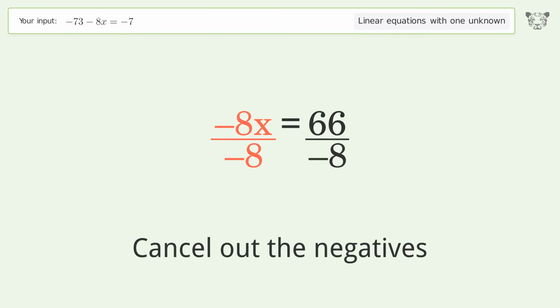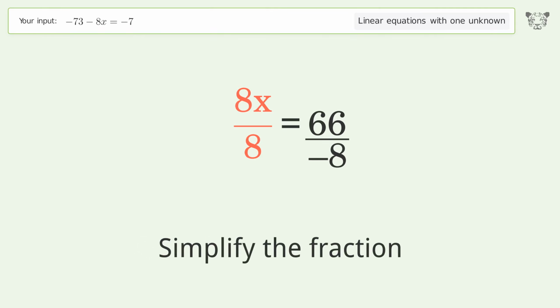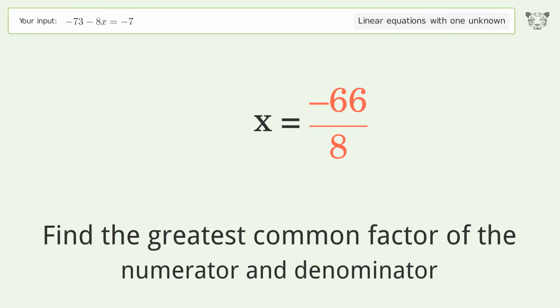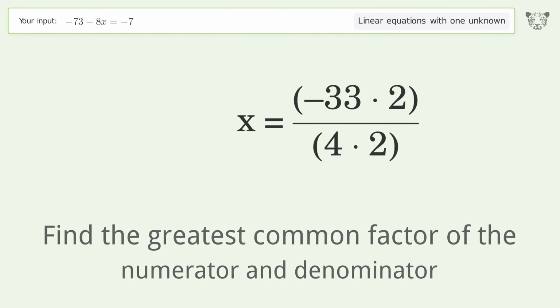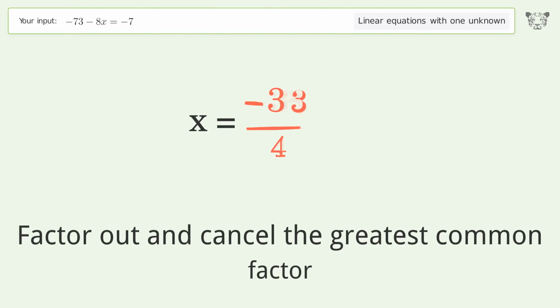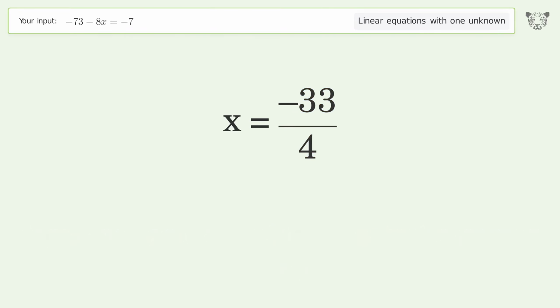Cancel out the negatives. Simplify the fraction. Move the negative sign from the denominator to the numerator. Find the greatest common factor of the numerator and denominator. Factor out and cancel the greatest common factor. And so the final result is x equals negative 33/4.